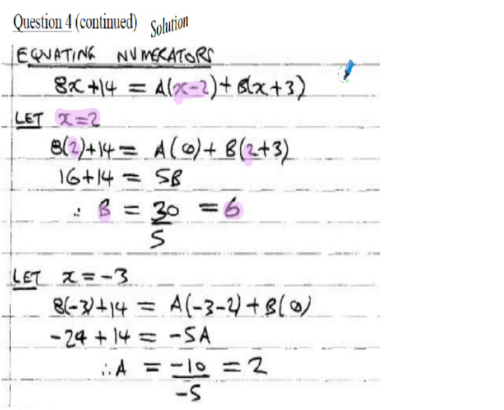Then consider our next bracket in the equating numerators equation. If we let x equal negative 3 here, the bracket will become 0, so we'll be able to solve for a. So letting x equal negative 3, and simply putting negative 3 wherever we see an x, we will end up solving for a, and a is equal to 2. But as I said, if you want to use the cover-up rule, as we did in the previous examples in this presentation, then feel free to do so. You'll get exactly the same answers.